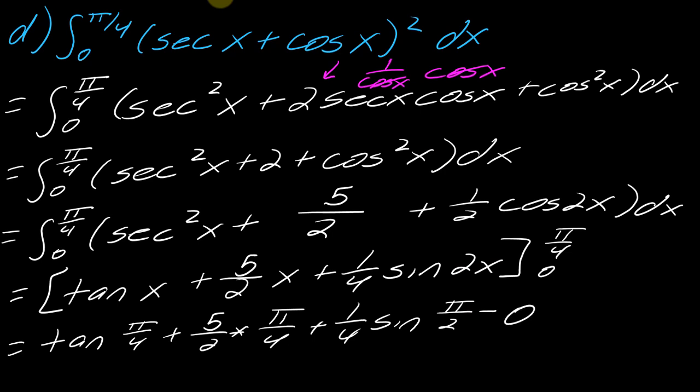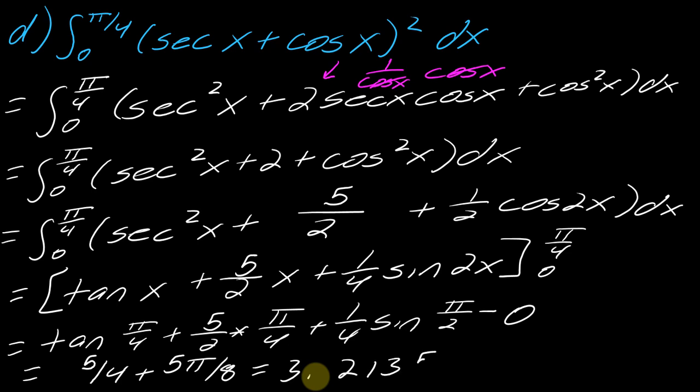And so then when you work all of this out, ultimately what you're going to get is 5 over 4 plus 5 pi over 4. Oh, sorry, plus 5 pi over 8, my bad. 5 pi over 8. And if you're looking for a decimal, that'd be 3.2135. I'll just round up there. Okay, and so that would cover that particular example.